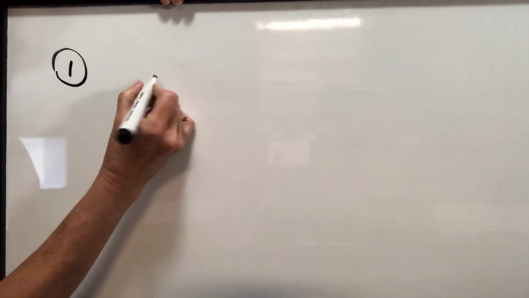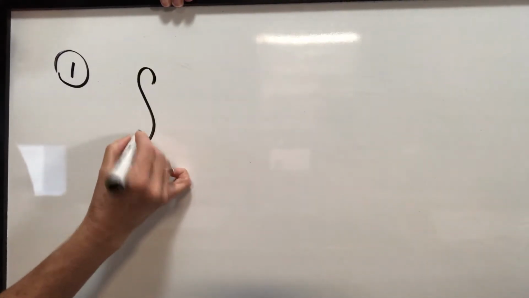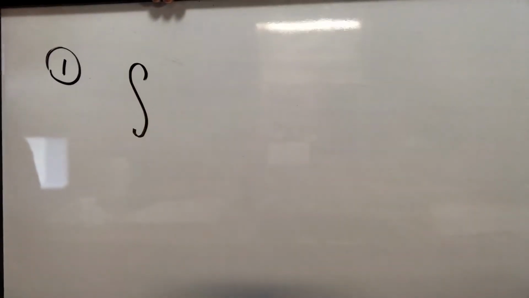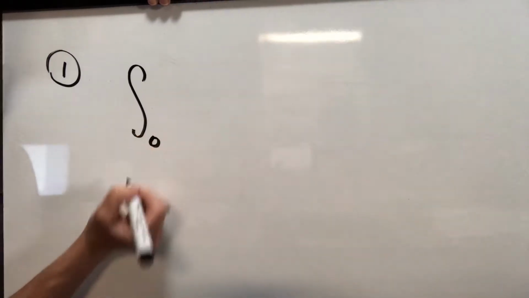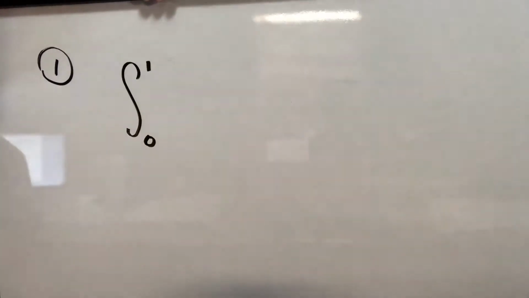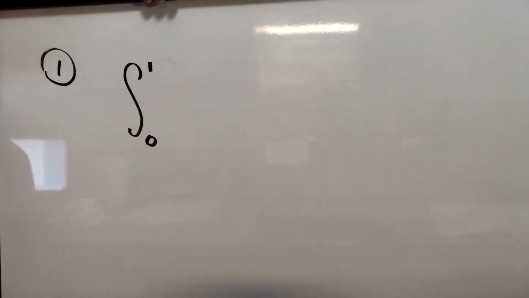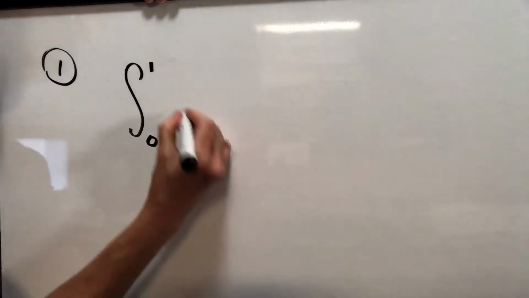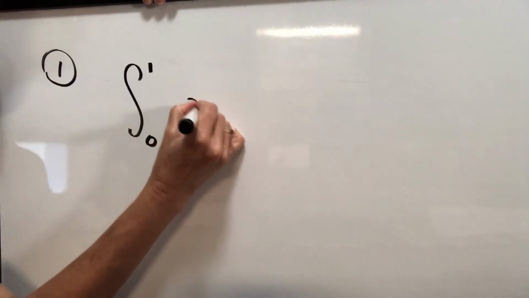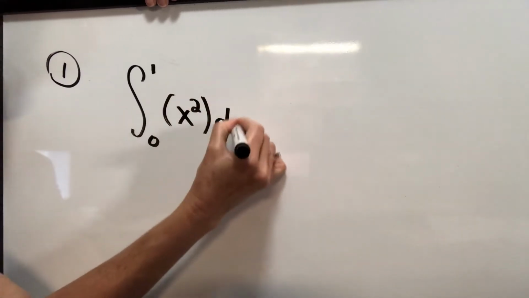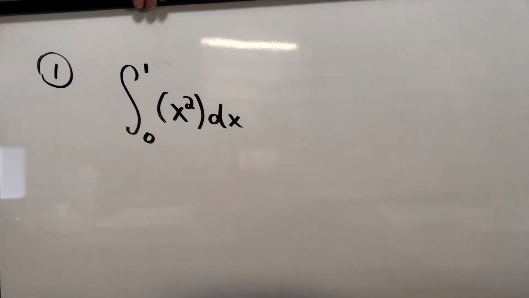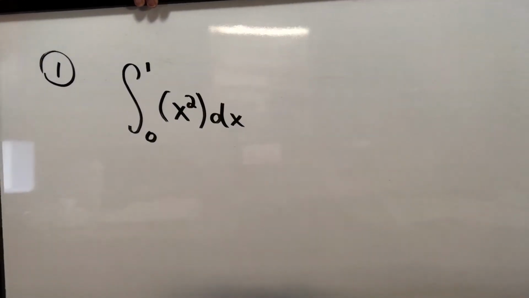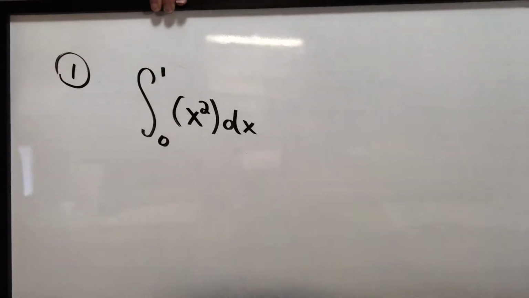So you're going to use the elongated S, which should be something like that. So the lower limit would be the 0 in the interval. The upper limit would be the 1. And then the function to the side would be x squared dx. So that is the statement in number one, written instead as an integral.